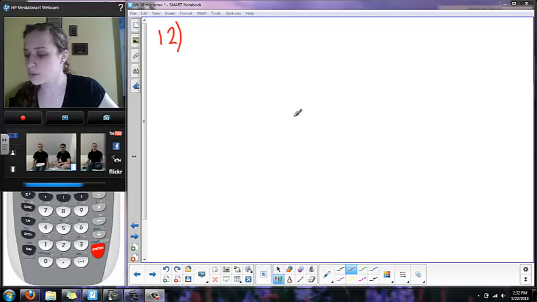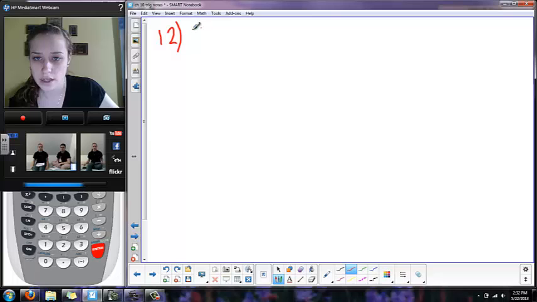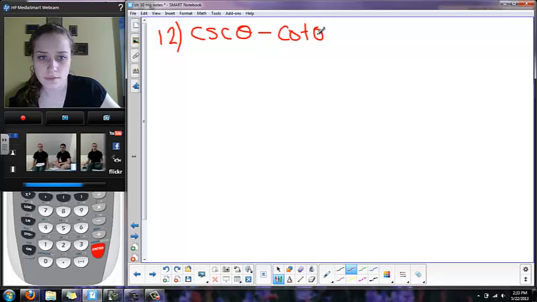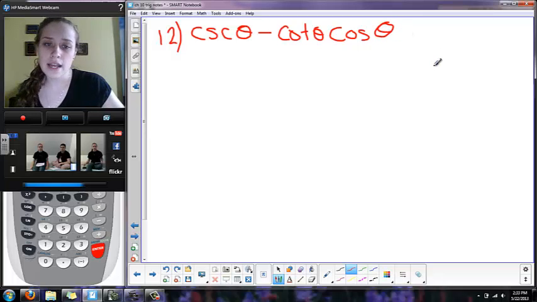Alright, so number 12 is express cosecant theta minus cotangent theta times cosine theta as a single trig function. So it's kind of similar to what we just did, except for this time there's no squares going on.